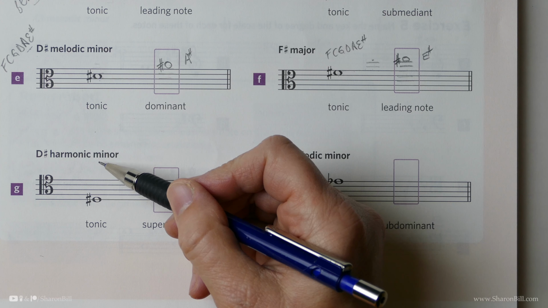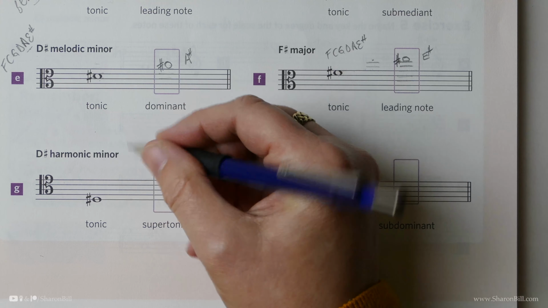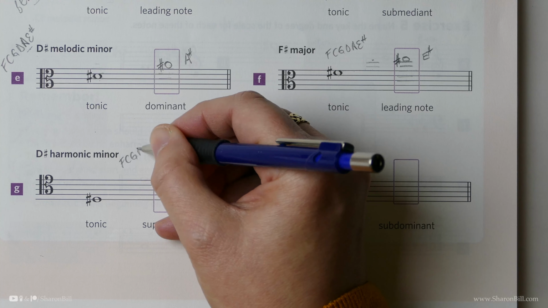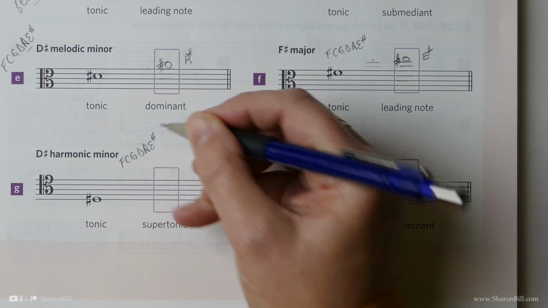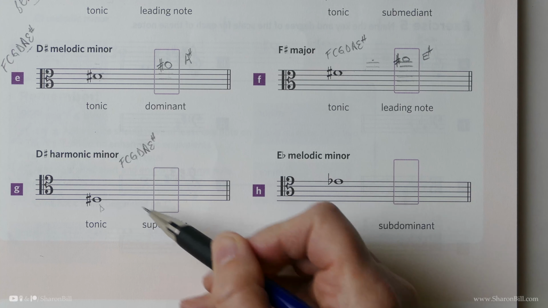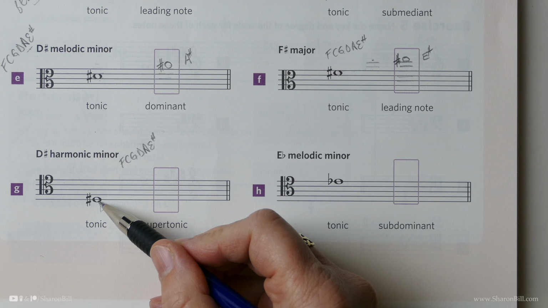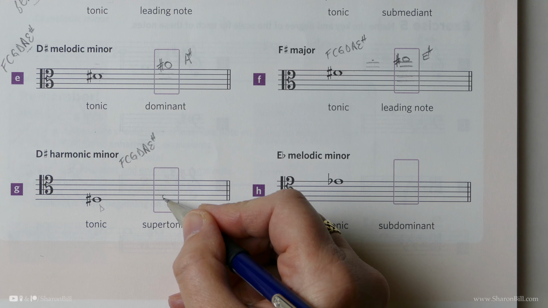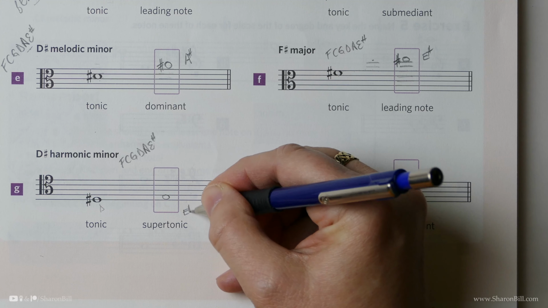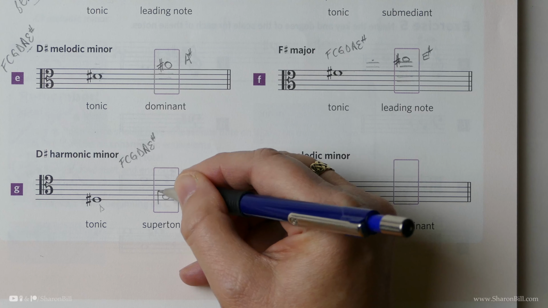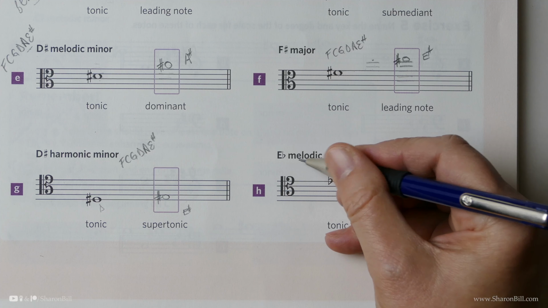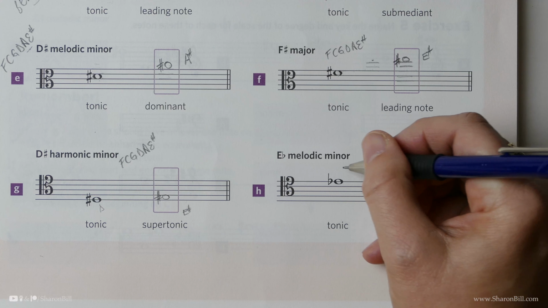So D sharp minor is related to F sharp major, so we've got to be bearing in mind a key signature of F, C, G, D, A, E sharps. Here's our tonic, which is a D. A supertonic is next door, it's step 2. So that's going to be an E. And of course, it's got to be E sharp because of the key signature, so we just need to add a sharp sign. Now here we have E flat melodic minor.